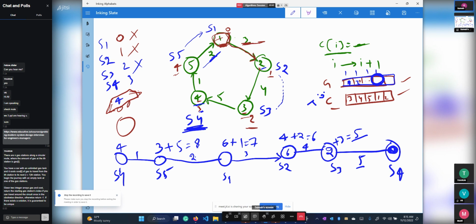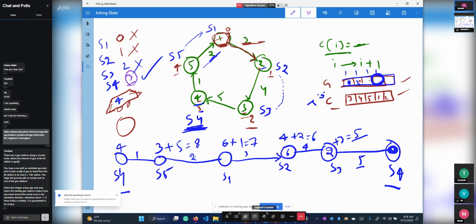That's fine. Now there is no other station, because you started at S4 and you reached S4. There is no station that you did not visit. Basically, you succeeded. So starting from S4 is the best option. Station 4 is the answer. And what is the index of station 4? Basically 3, right? 3 is the answer. So basically, we need to send that index, and 3 is the index.